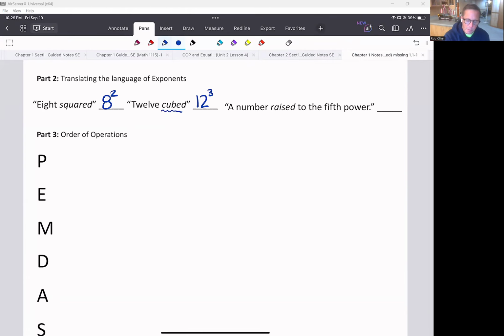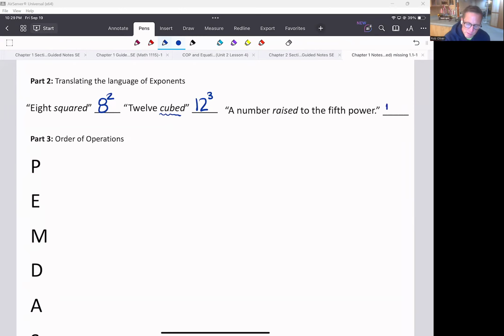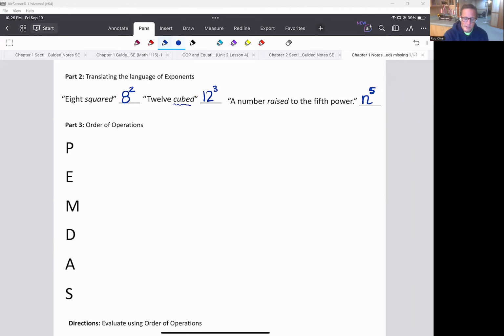All right. A number raised to the fifth power. Well, we're not sure what that is, but it's a number, so we'll just say n, and we'll put the power of 5 right there. N to the fifth power. Now we're not sure what that is because we have to know what n is. N is some number. It's a variable in this case.